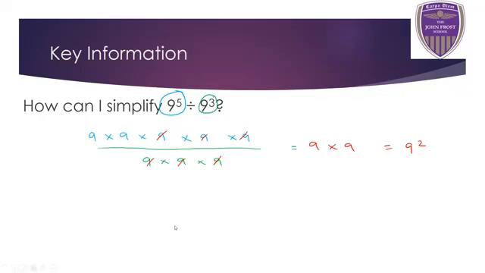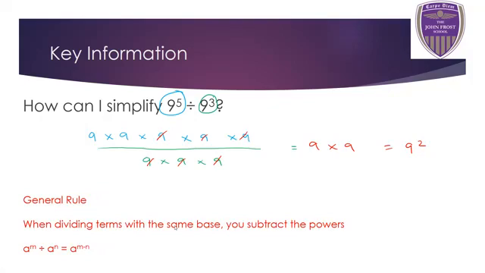So that brings us on to the next rule that we need to learn. Copy this one down. When dividing terms with the same base, you subtract the powers. That's what's happened here, isn't it? 9 to the power of 5 divided by 9 to the power of 3 is 9 to the power of 2, because 5 minus 3 is 2. As long as the base numbers are the same, these rules will apply every time. When we're multiplying, we add the powers. When we're dividing, we subtract the powers.